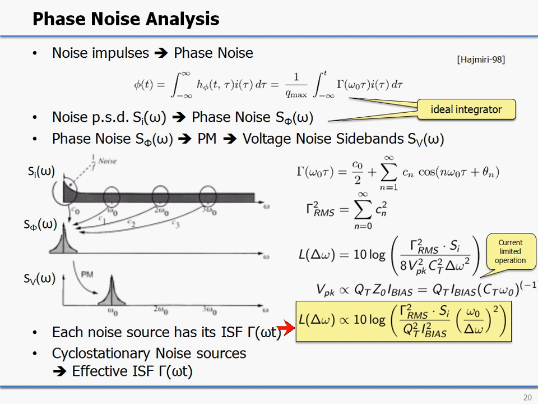Two more remarks to make: each noise source has its own ISF. It's not true that all noise sources have the same ISF. We need to very carefully model the specific ISF for each noise source. And secondly, there is another complication: the noise sources typically are cyclostationary, because the devices change widely between different operating regions, and we can accommodate that by using an effective ISF.